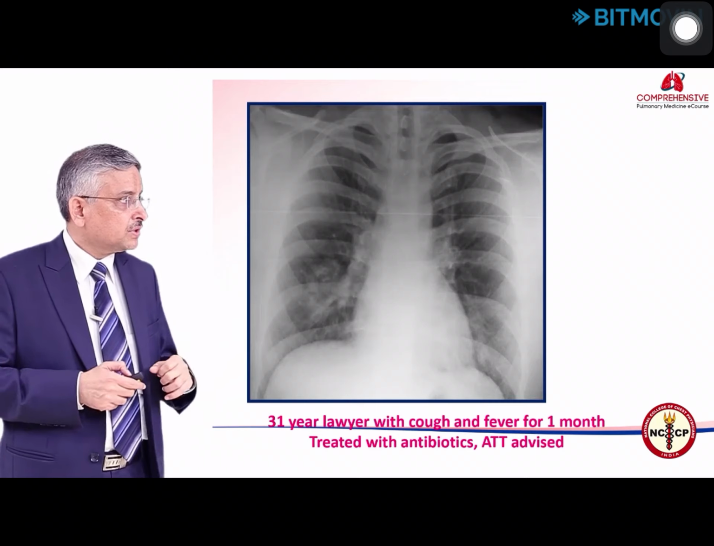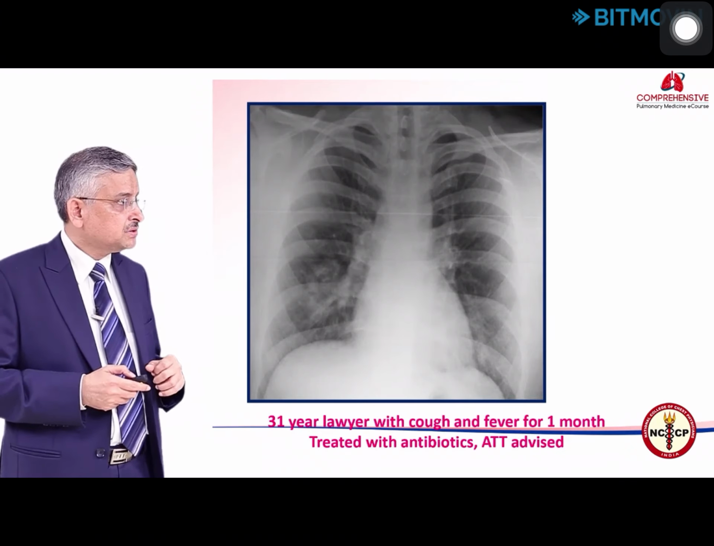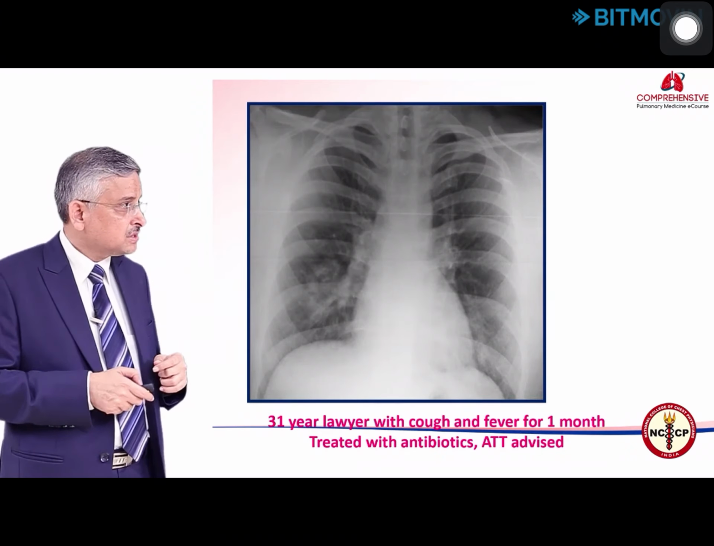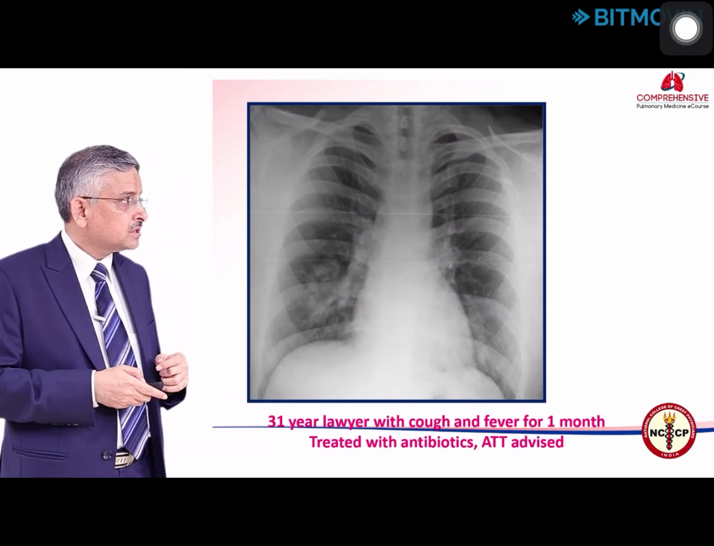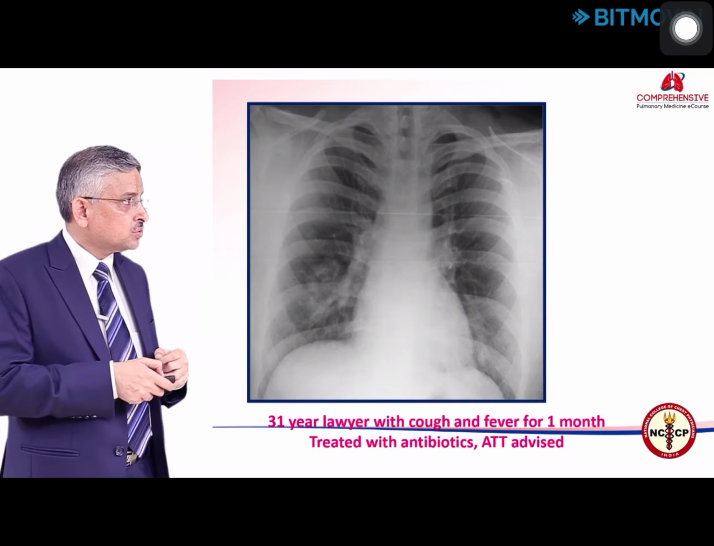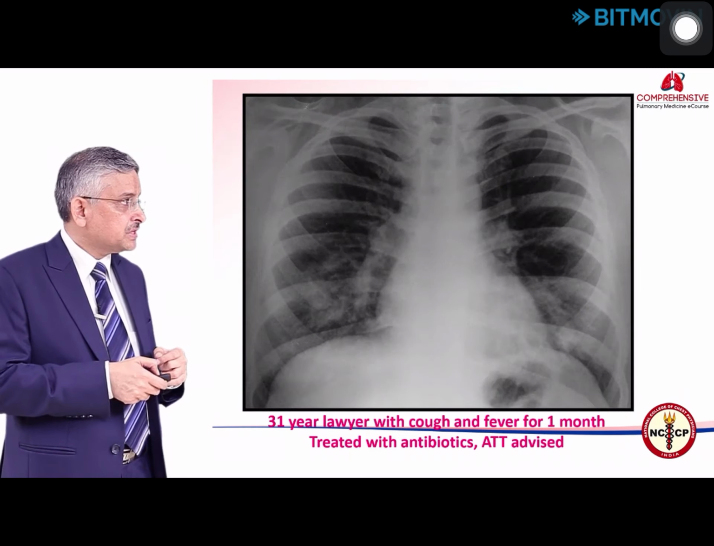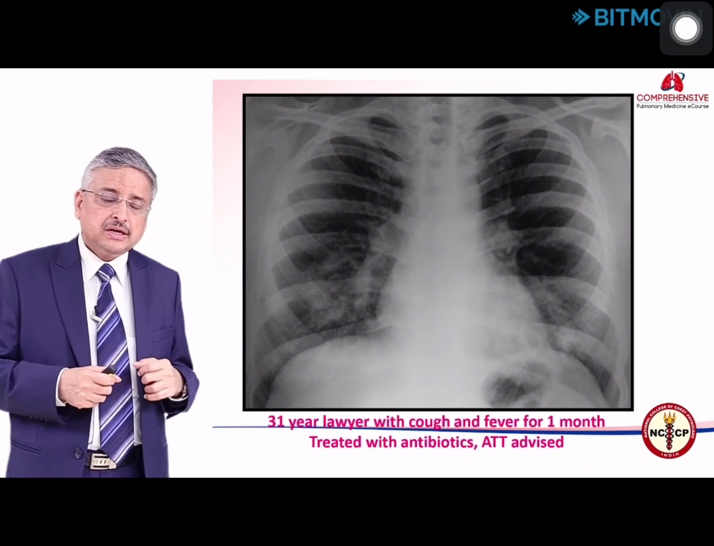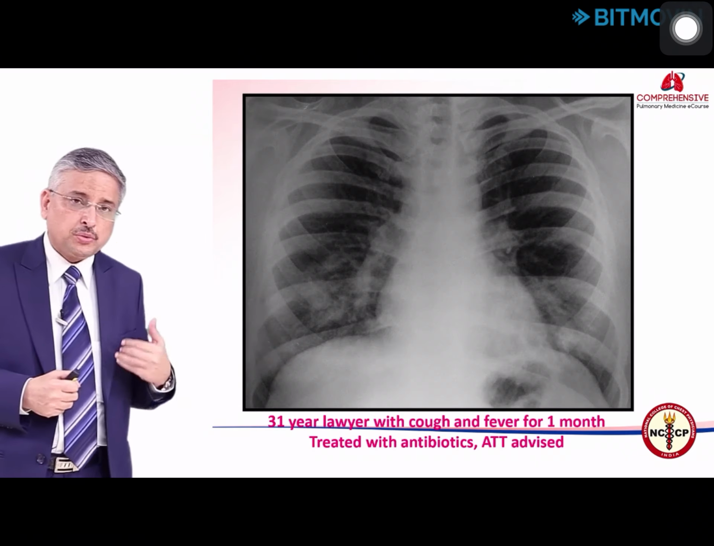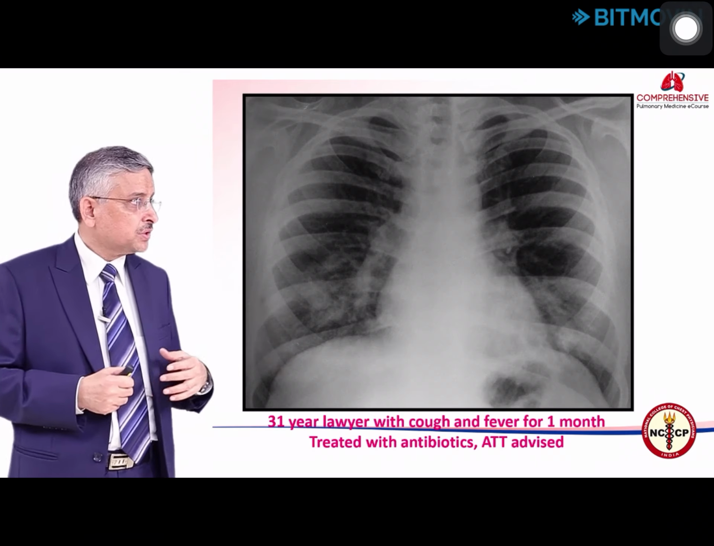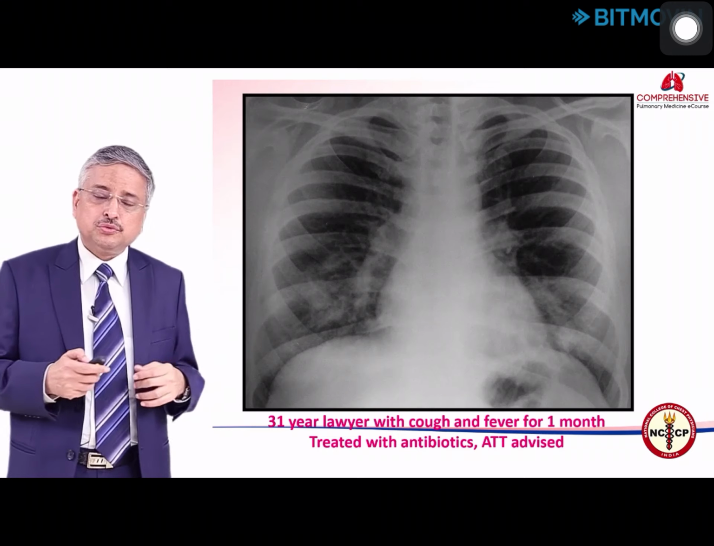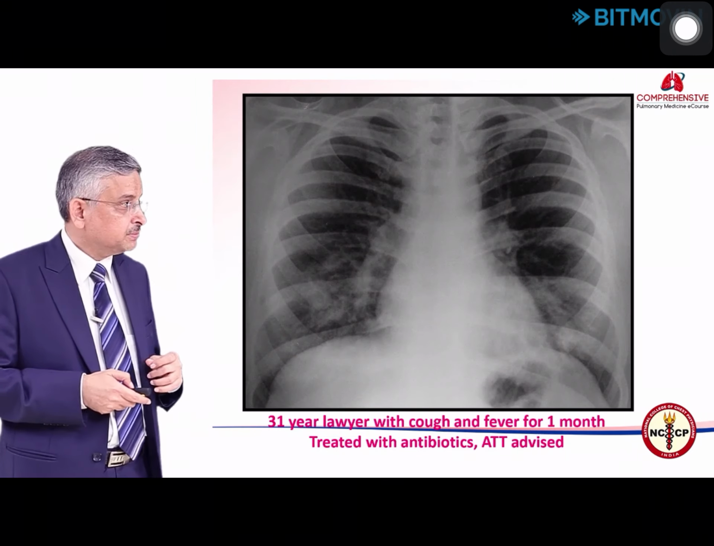Another patient, a 31-year-old lawyer with cough and fever for 1 month, treated with antibiotics, and ATT was advised because of his X-ray. If you look at the X-ray carefully, there is this lower zone infiltrate on the right side. This is the other X-ray, and it again shows lower zone infiltrate, and this lawyer's father-in-law was a doctor who kept saying that he is not responding, there is a cavity in the lower zone, why do we not start this patient on anti-tubercular treatment.